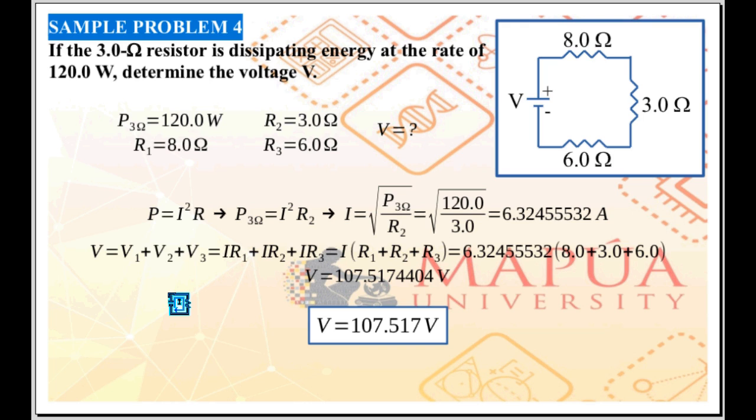Applying Ohm's law, V is equal to IR. Applying Ohm's law to each of the voltages V1, V2, and V3, we get IR1 plus IR2 plus IR3 is equal to I times R1 plus R2 plus R3. We know all of these variables. We know I, we know R1, R2, and R3. Thus, we are able to calculate the voltage V. V is equal to 107.517 volts.